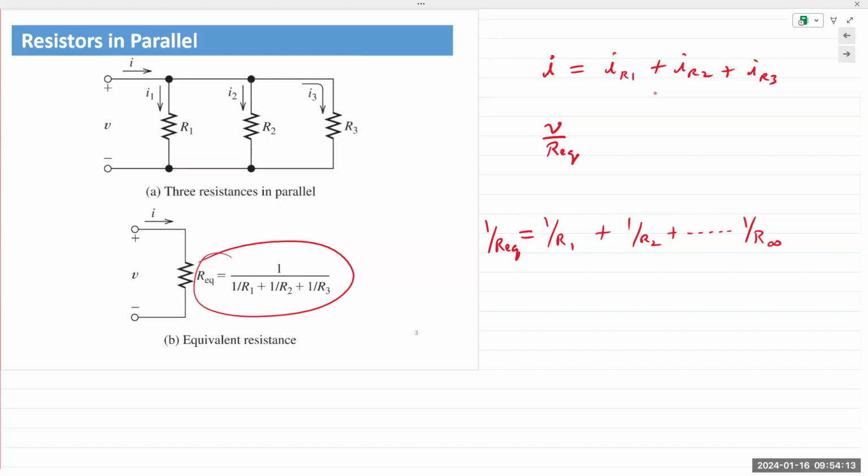One over Req is equal to 1 over R1 plus 1 over R2 plus 1 over R3 all the way to infinity. As long as they're connected in parallel, the same equation applies. And the reason it's 1 over Req is because of Ohm's law: the current I gives you voltage over resistance, V over Req. Okay. It's all familiar from physics, I hope.